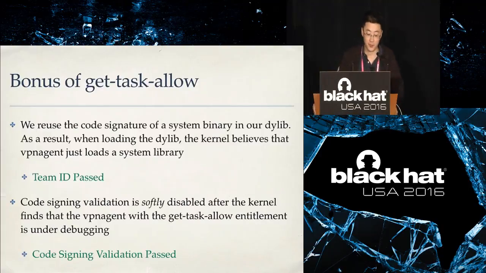So what we did is we just reuse the code signature of a system library in our dynamic library, so that when you load the library, the iOS kernel believes that you are trying to load a system library. So TeamID, okay. But when the library gets executed, it will trigger a code signature invalidation error. But the kernel finds, okay, now it's being debugged, and the process has a get-task-allow entitlement. So the kernel won't kill the program. And our dynamic library can continue to run and exploit the kernel.